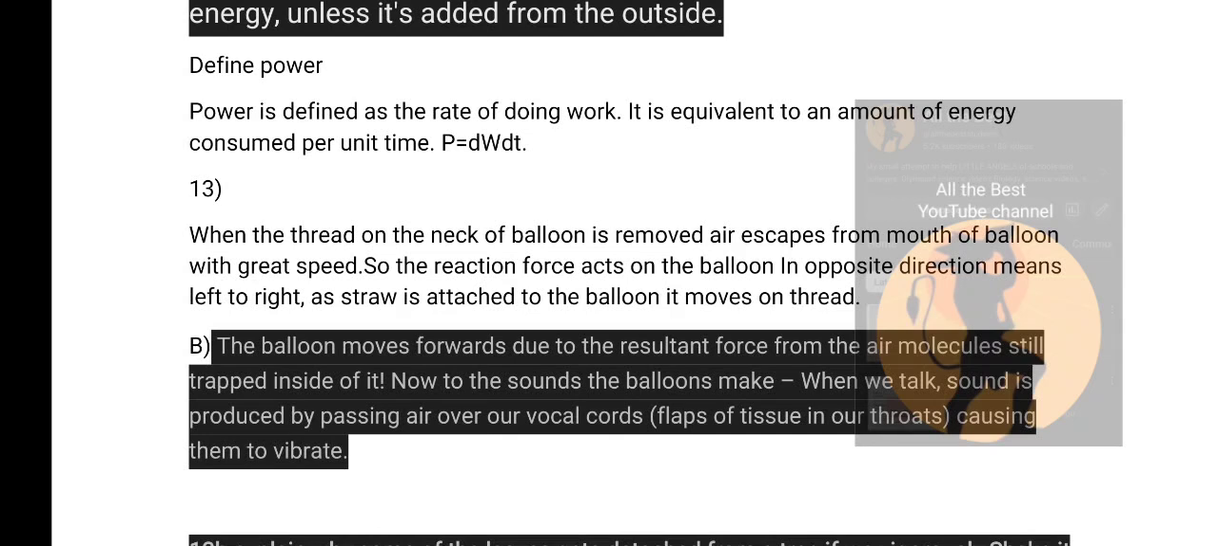Now, the sounds the balloon makes when we talk: sound is produced by passing air over our vocal cords, the flaps of tissue in the throat, causing them to vibrate. So when we talk, what happens? The sound is produced by air passing through the trachea, the larynx and the pharynx, and these vocal cords vibrate.